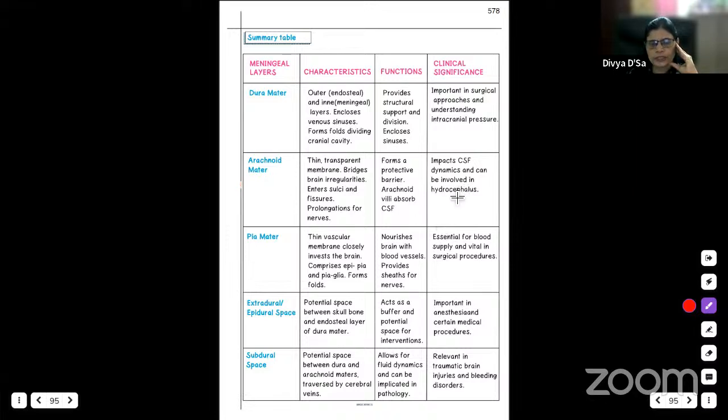Okay, so basically here, CSF is draining back. Whatever excess is formed is drained. But if there is any defective drainage, it can result in hydrocephalus.